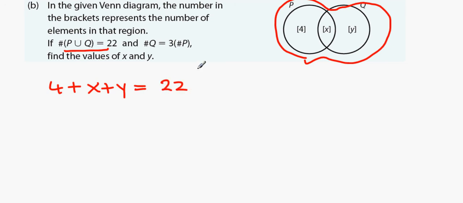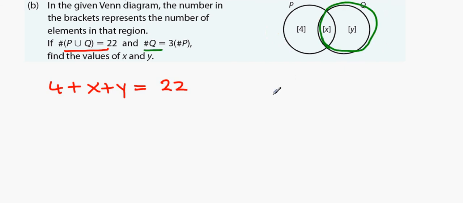Next one. The cardinal number of Q equals 3 times the cardinal number of P. So we know that the cardinal number of Q, being the green part, is going to be X plus Y. So X plus Y equals 3 times P, and P is 4 plus X.